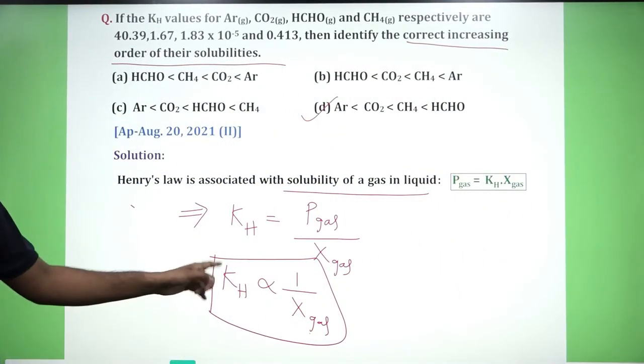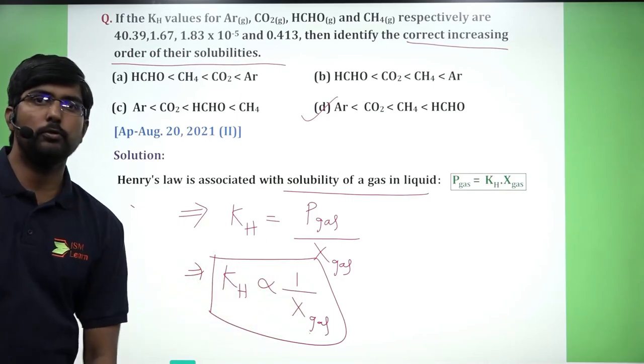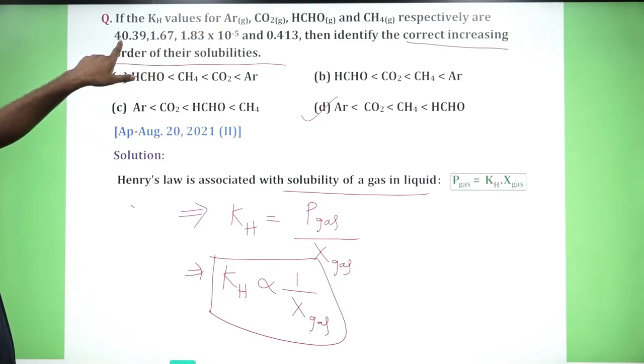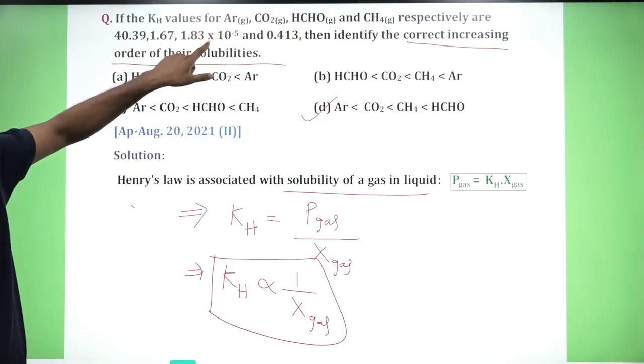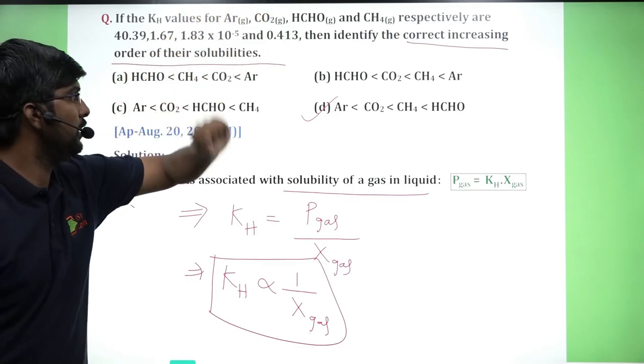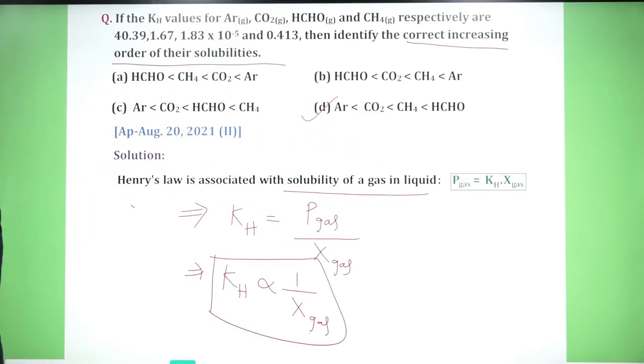So, very simple. KH is inversely proportional to the solubility of the gas. For argon, KH is very high, and for formaldehyde, KH is very low. So that's why one is less soluble and the other is more soluble. So this is the correct order.